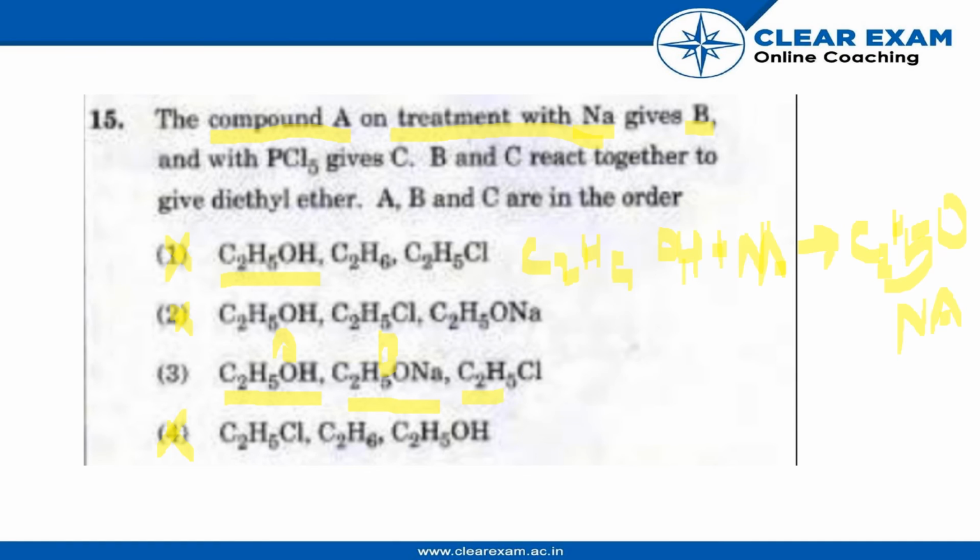So when PCl5 reacts with C2H5OH, it definitely gives C2H5Cl. So the correct answer will be C. Now we will check what's the correct answer. Yeah, the correct answer is C.